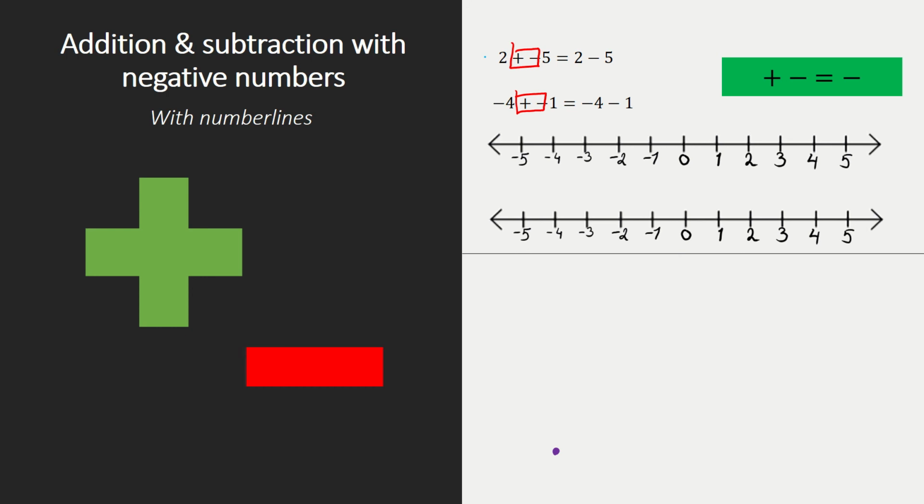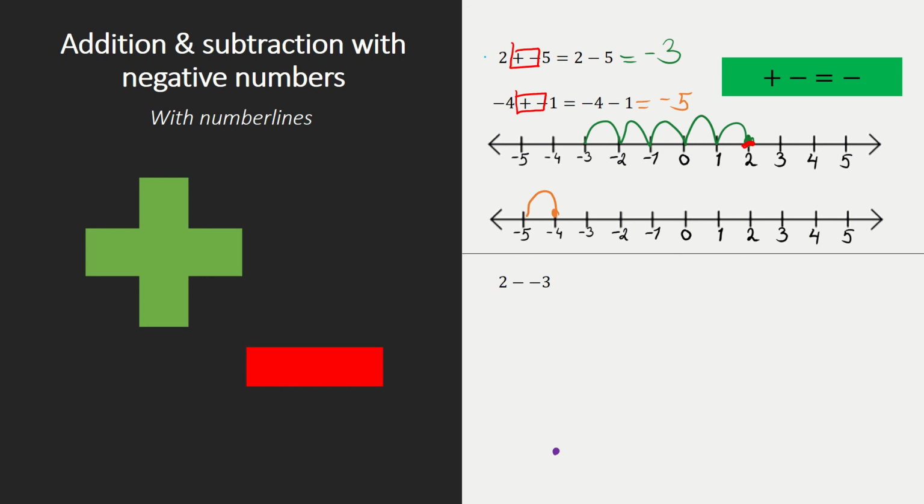Because for the first one, we start at 2, and minus 5, a decrease. So it's going to be minus 3. For the next one, we have minus 4 minus 1 is minus 5.